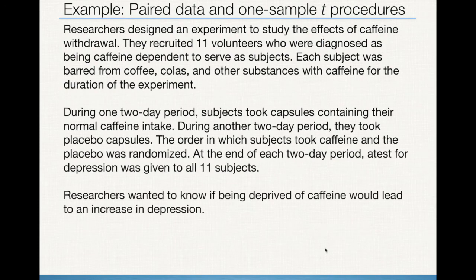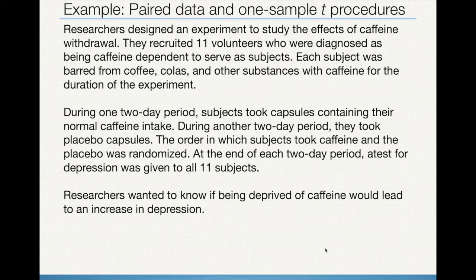Let's say that there's an experiment to determine the effects of caffeine withdrawal, and we have 11 volunteers who are diagnosed as being caffeine dependent to serve as subjects. Now, the word volunteer always scares people in statistics, but remember that this is an experiment, and so we don't have to randomly get volunteers. Once we have the volunteers, we have to randomly assign the treatments that they get. That's where the randomization takes place in an experiment. So the problem with this particular question is that researchers want to know if being deprived of caffeine would lead to an increase in depression.